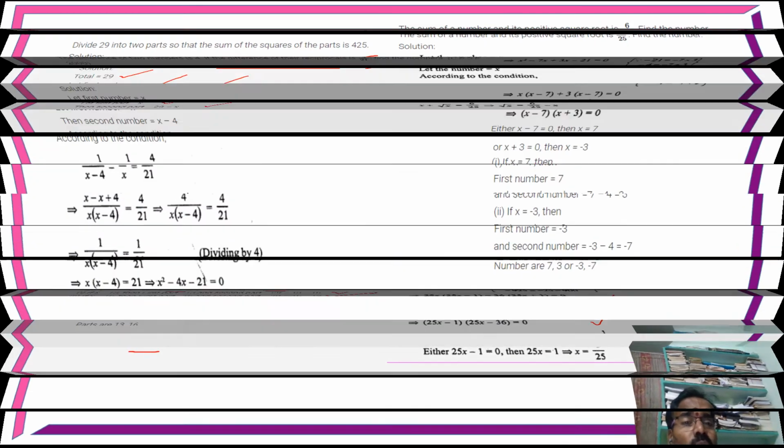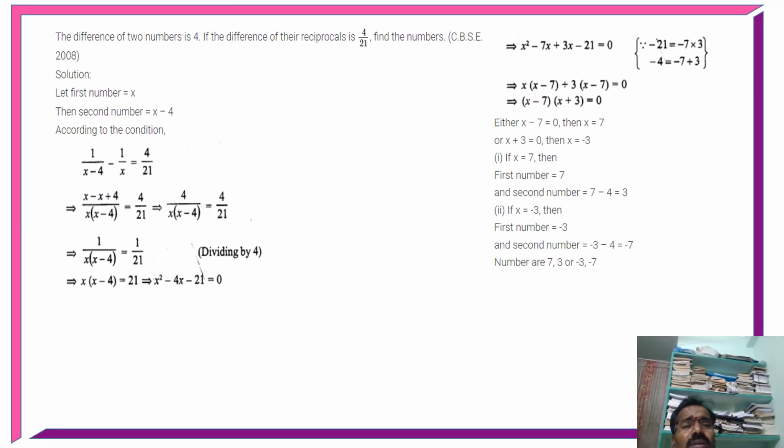And now here also, the difference of numbers is 4 and the difference of the reciprocals is 4 by 21. Find the numbers. Let us take the first number x. If the difference is 4, the other number will be x minus 4, one should be x, another should be x minus 4 according to the condition. According to the condition, the reciprocal difference is 4 by 21. So one number will be 1 by x, another one will be 1 by x minus 4. If the number is bigger, the value is smaller. So 1 by x minus 4 minus 1 by x equals 4 by 21 according to the problem.